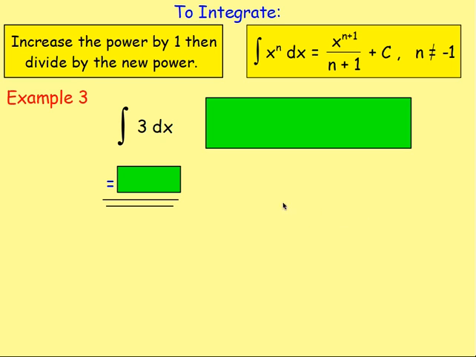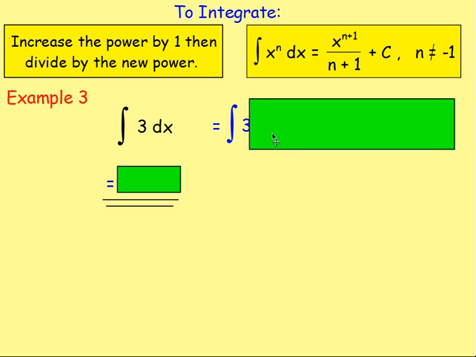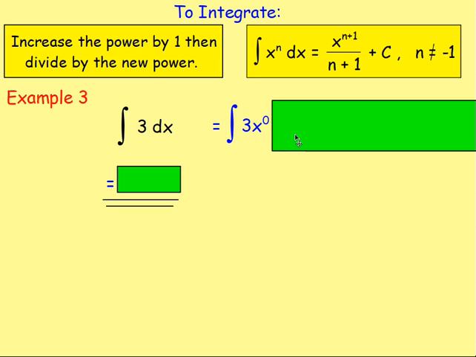Example 3. Let's integrate 3 with respect to x. Now this one, there is no x term, we're just integrating 3. We're not integrating 3x squared or anything like that. So if you're just integrating 3, well really we're integrating 3x to the power of 0. That's another way of writing 3, because anything to the power of 0 is just 1, so that would just become 3 times 1, which is 3. So that's how you want to write it.